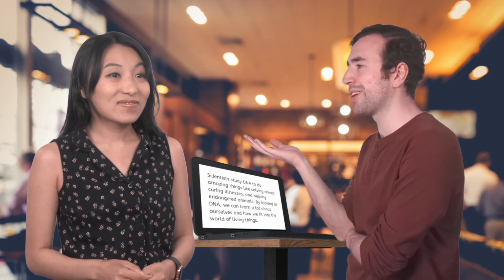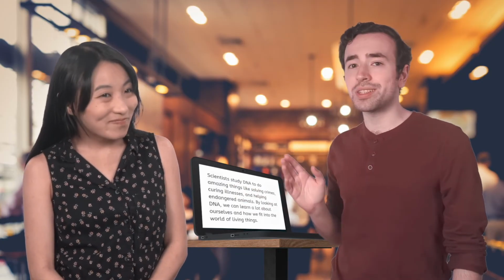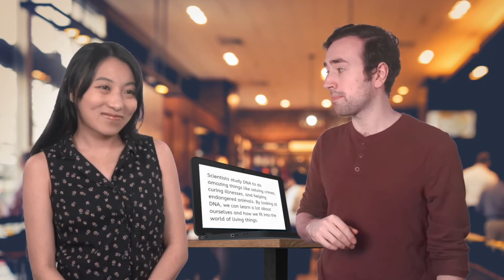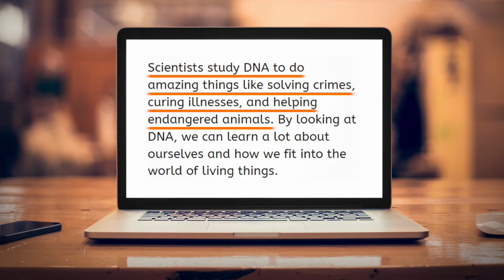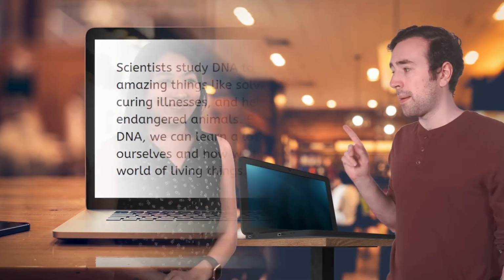Oh, I totally get it now. We can use the text to help us draw conclusions. Like, look at this part of the text. Scientists study DNA to do amazing things like solving crimes, curing illnesses, and helping endangered animals. By looking at DNA, we can learn a lot about ourselves and how we fit into the world of living things. Based on what the text says, I can draw the conclusion that DNA isn't just about who we're related to, it's a key that helps scientists unlock how all life on Earth is connected.